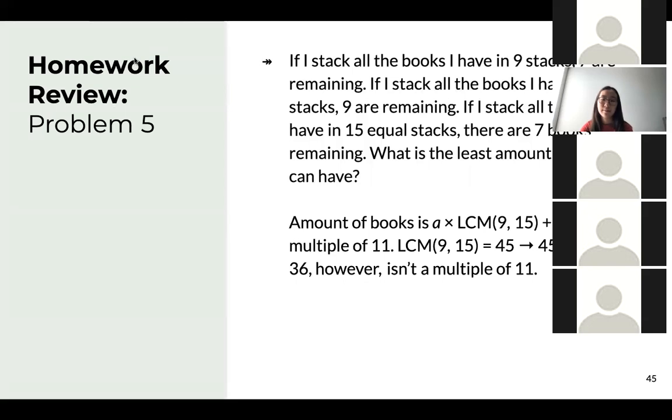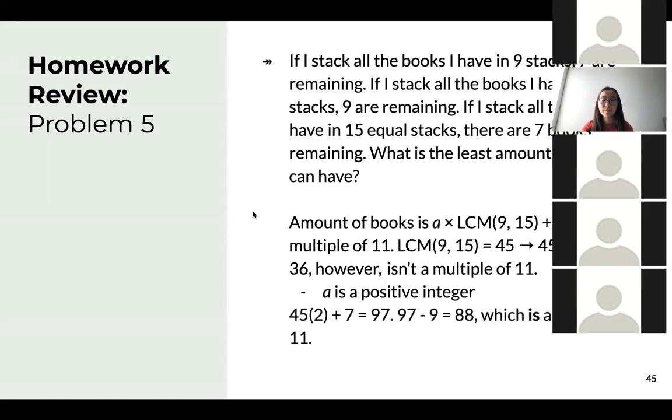So the least common multiple of 9 and 15 is 45. And then if you subtract 9 from that, you get 36, but that's not a multiple of 11, so it doesn't fit the second criteria. So then we try upping it by another multiple. So 45 times 2.